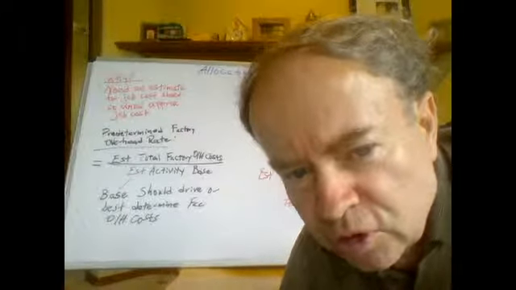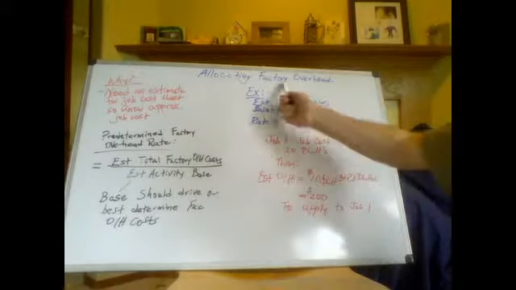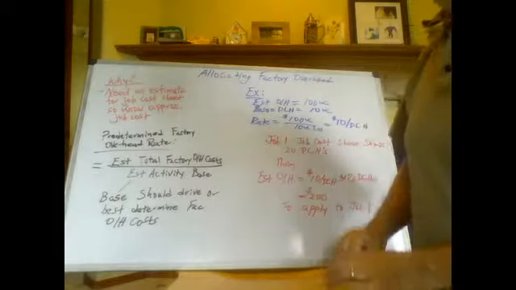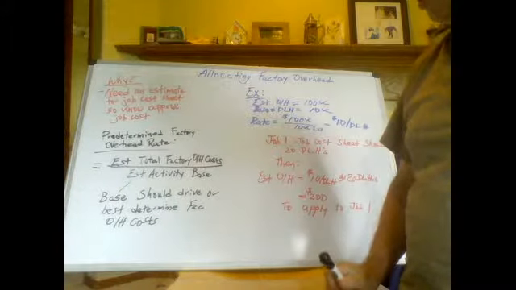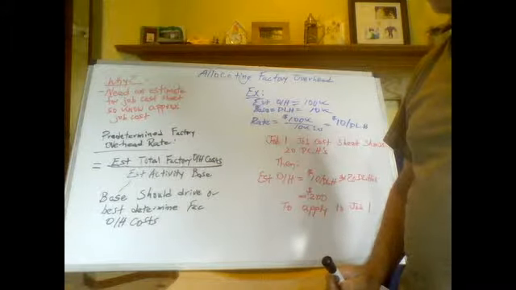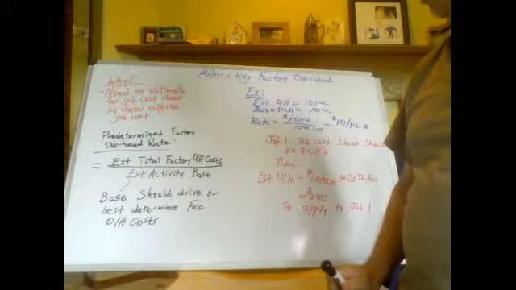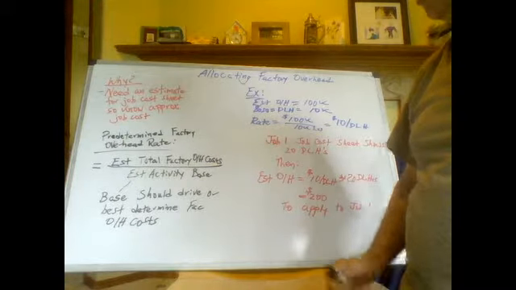Today's video is going to be on allocation of factory overhead. Why do we need to allocate it? Well, we need it as an estimate for the job cost sheet, so we know the approximate cost of a job, and for many other reasons as well.